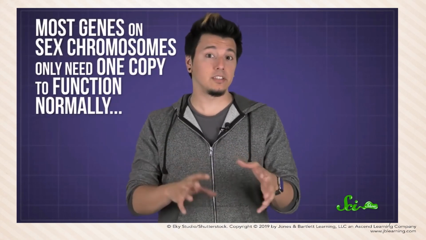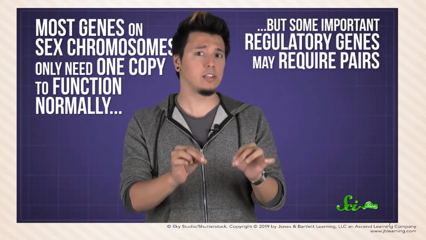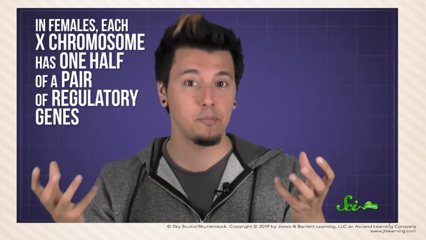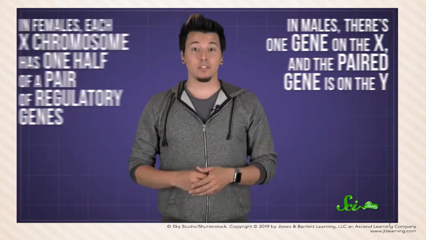While most genes on sex chromosomes only need 1 copy to function normally, scientists think some important regulatory genes require pairs. So in females, each X chromosome has 1/2 of a pair of regulatory genes, and in males, there's 1 gene on the X and the paired one is on the Y. So the scientists think that a lot of Y chromosome genes work with the genes on the X chromosome to help regulate other genes that shape healthy human development. But lots more research needs to be done to figure out which pairs of genes affect which parts of development. No matter what though, it seems that the Y chromosome isn't just about creating maleness after all, and it's probably not going anywhere anytime soon.